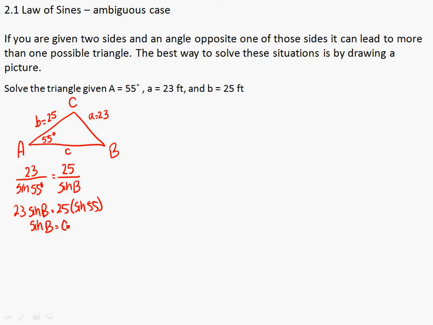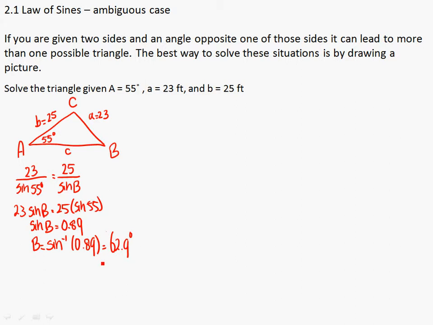So the sine of B could be 0.89. I did 25 times the sine of 55 and divided by 23. Then how do you find B if this is known? Inverse. Inverse sine. Good. Inverse sine of B. That's going to give me an angle. And unfortunately it's not a whole number, so 62.9.